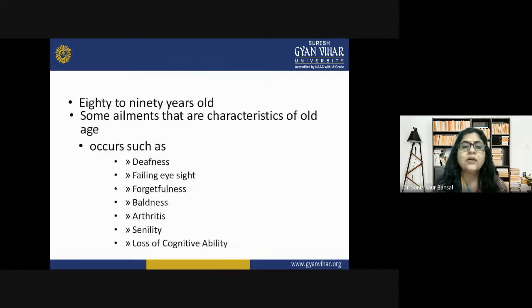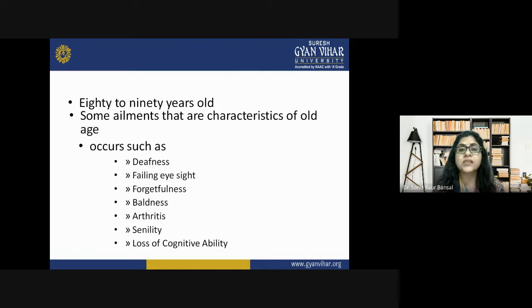Now students, this is the stage where 80 to 90 year old people are also found, and some ailments are characteristics of old age, such as deafness, failing eyesight, eyes becoming weak. Then forgetfulness is also there due to old age factors, and baldness, hair gets lost. Then arthritis, senility, and loss of cognitive ability are also found in this stage. So this age is characterized by all these characteristics in this particular period.